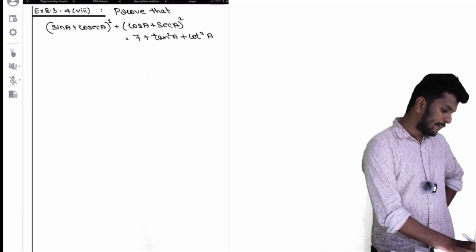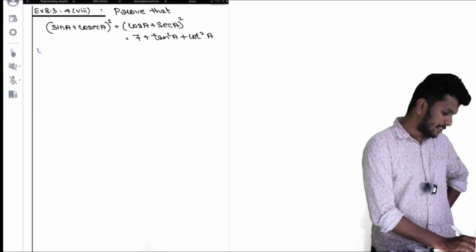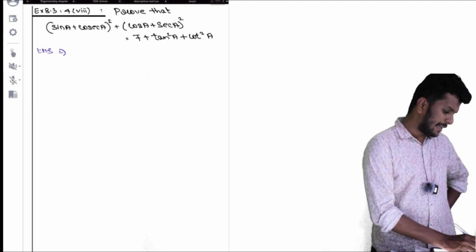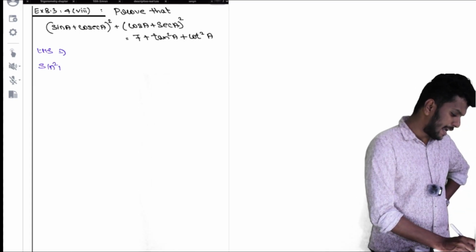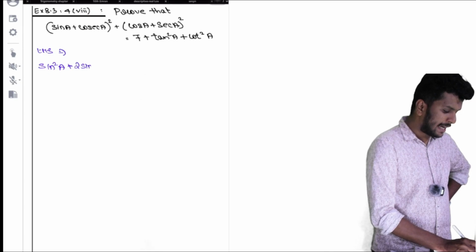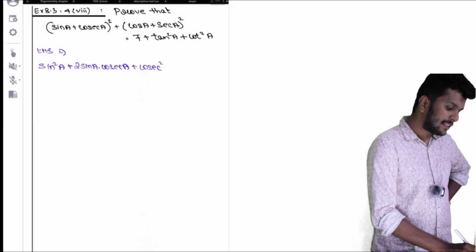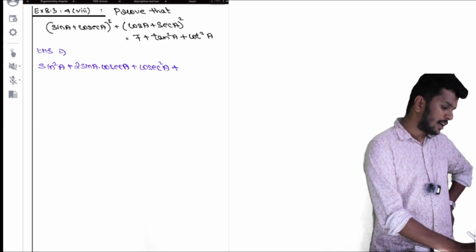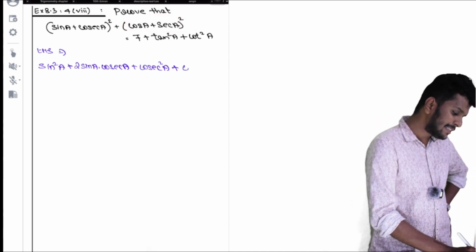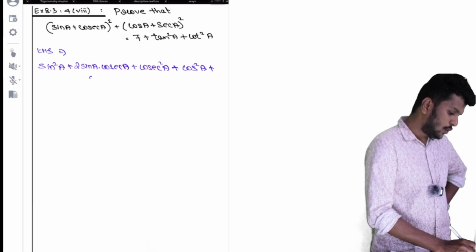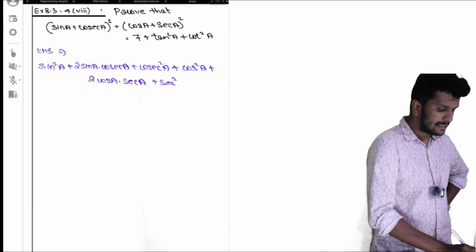So here what can we do? You can square this individually, right, using (A plus B) whole square. So in LHS, what you have, (A plus B) whole square means sin square A plus 2 sin A into cosec A plus cosec square A, plus, now the next term, (cos A plus sec A) the whole square you can do, that is cos square A plus 2 cos A into sec A plus sec square A.